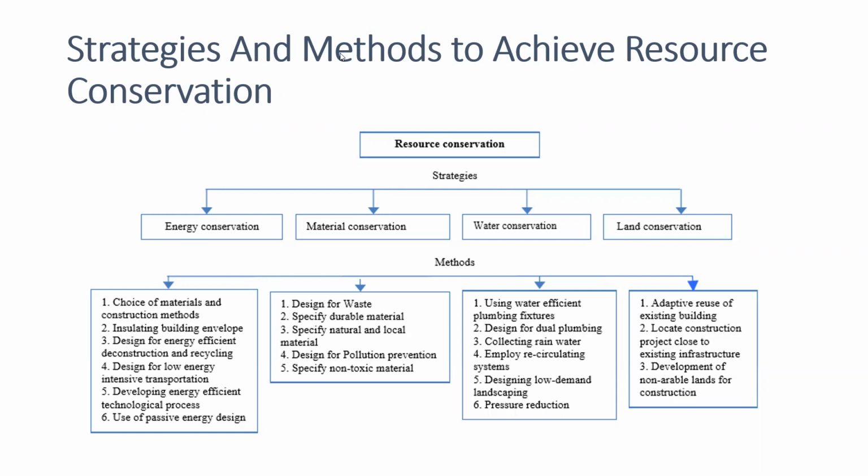Okay, we were discussing water conservation, and when it comes to land conservation: adaptive reuse of existing buildings, locating construction projects closer to the existing infrastructure, and developing non-arable lands for construction. These are some strategies that we can use in order to achieve the sustainable implementation of resource conservation.